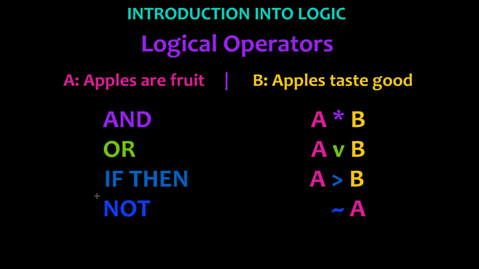The last one, although not least, and of course there are many more operators, although I chose this as a brief survey, is NOT. That is indicated by this symbol here, and all it means is that the content of the clause that it is representing is not true. So for example, if we looked at A and we applied the NOT to it, the argument then becomes apples are not fruit. Or if we applied it to B, apples do not taste good.